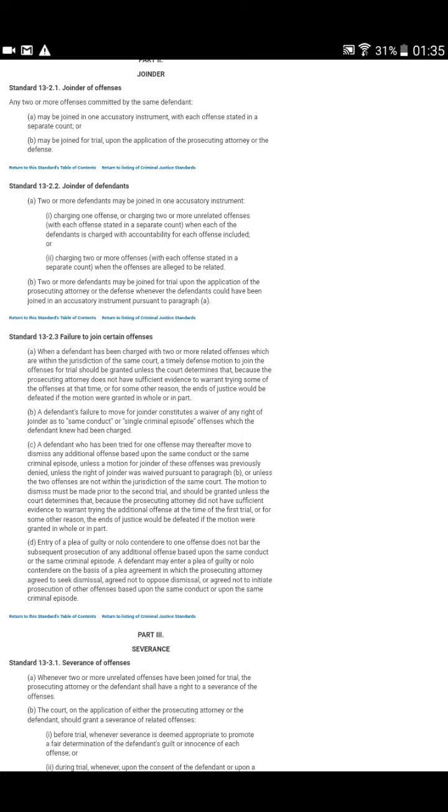Meaning the court is not going to go through with it if they feel that there is not enough sufficient evidence to warrant trying the offenses at that same time. Section B states a defendant's failure to move for joinder constitutes a waiver of any right of joinder as to same conduct or single criminal episode offenses which the defendant knew had been charged.